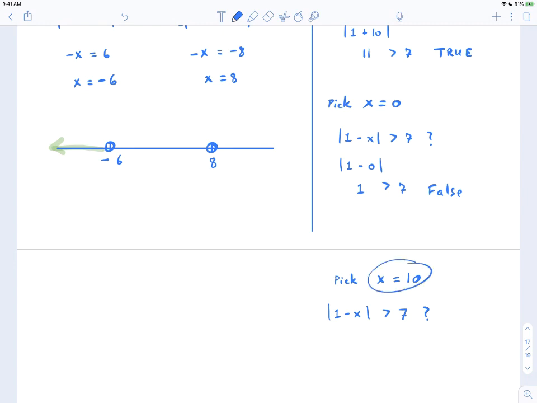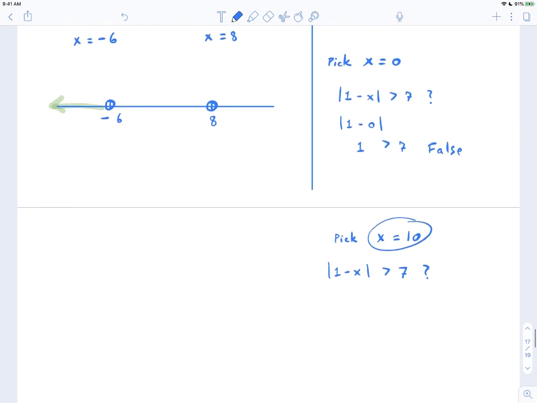Now in this case, x is equal to 10. So we're going to have the absolute value of 1 minus 10. And that's the absolute value of negative 9, which is, of course, 9. Is 9 bigger than 7? Yes, true. So that means we want to include this interval as well, like so. So we want to include this one, and we want to include that one. But we exclude the one in the middle.